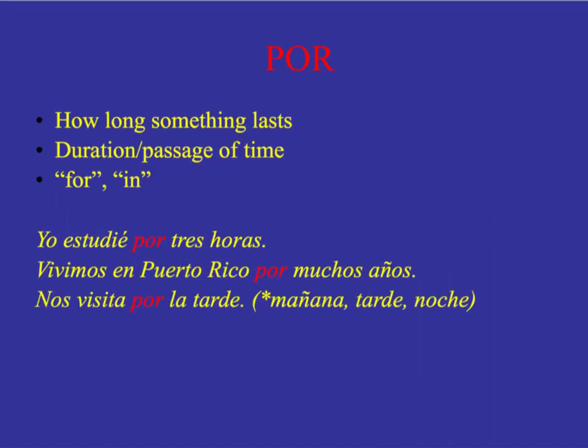Por is also used for expressing how long something lasts, duration or passage of time, "for" or "in." Some examples are: estudié por tres horas. I studied for three hours. We lived in Puerto Rico for many years. And the general times of "in the morning," "in the afternoon," or "in the evening." He visits us in the afternoon.